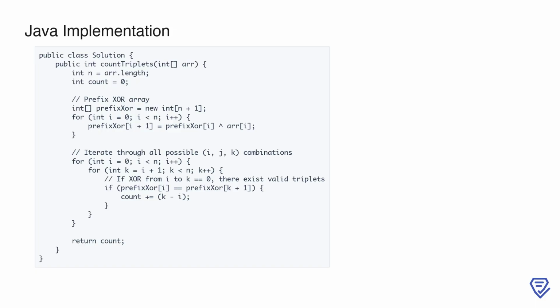This is the Java implementation of LeetCode problem number 1442, count triplets that can form 2 arrays of equal XOR. The logic is identical to the given Python solution, using a prefix XOR array to compute the XOR values for different subarrays. The nested loops iterate over all combinations of indices i, j, k, and whenever the prefix XOR conditions are met, the count of valid triplets is incremented. Key Java-specific differences include explicit type declarations and array handling.